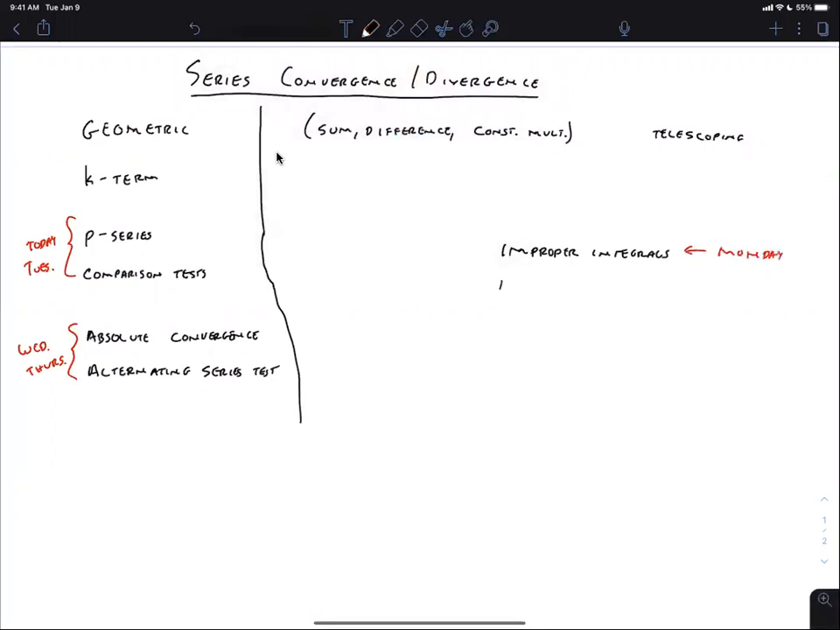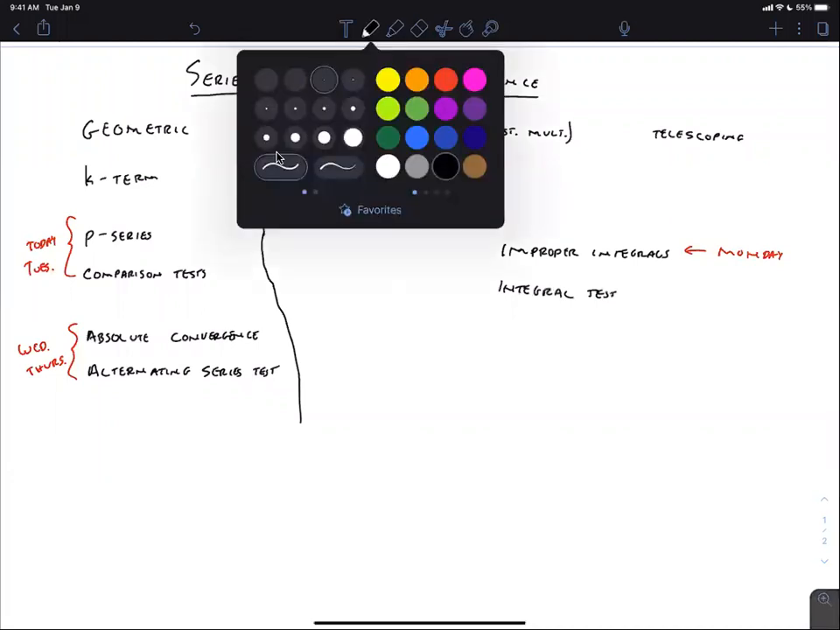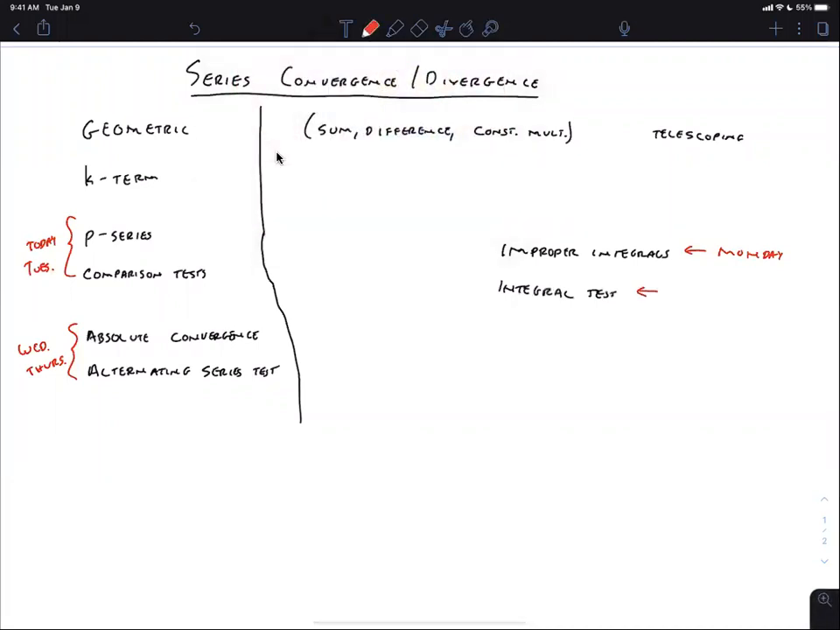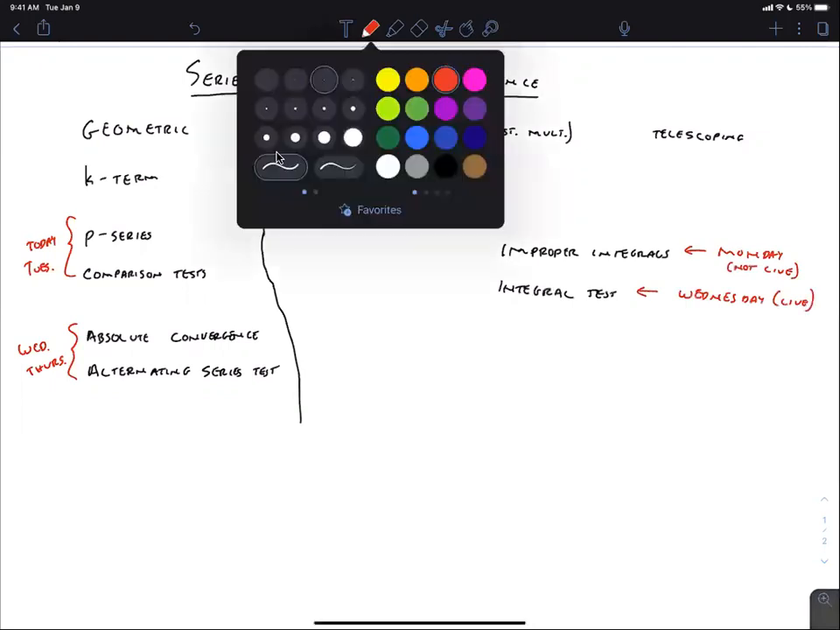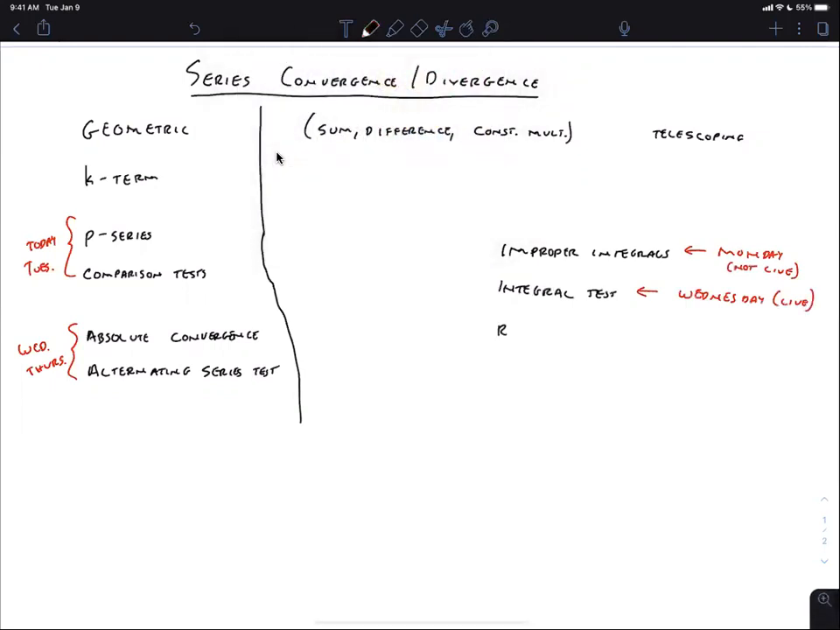And then the integral test is what we're going to cover next Wednesday, and we will have a live lecture for that. So this next Monday won't be live, and this one will be live. And then I'll keep you posted on homework, and then we'll do the ratio and root test. And that's kind of back over here, my bad.